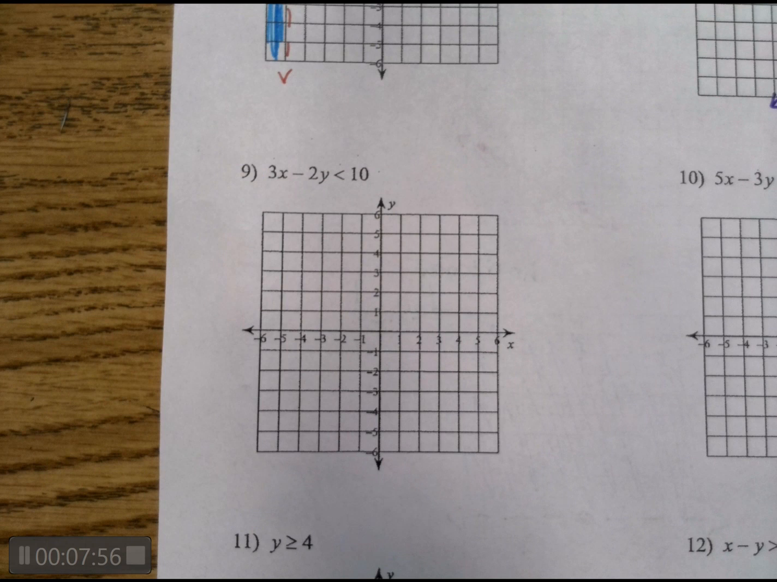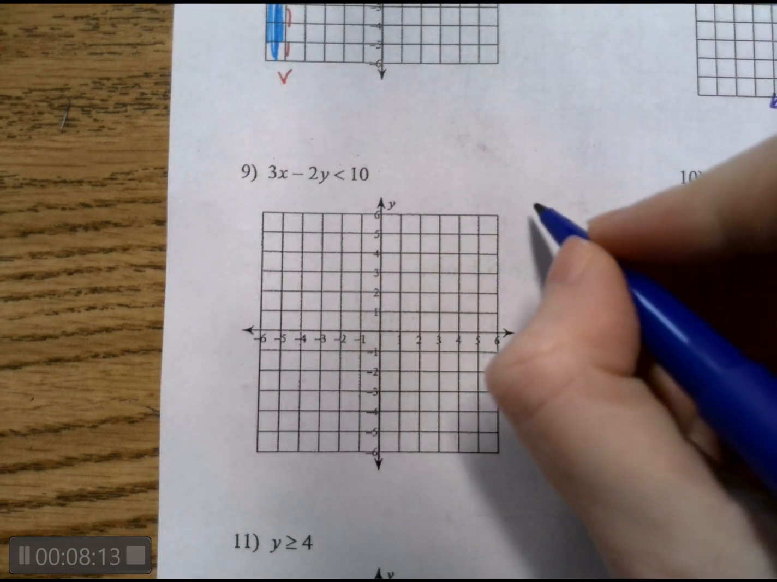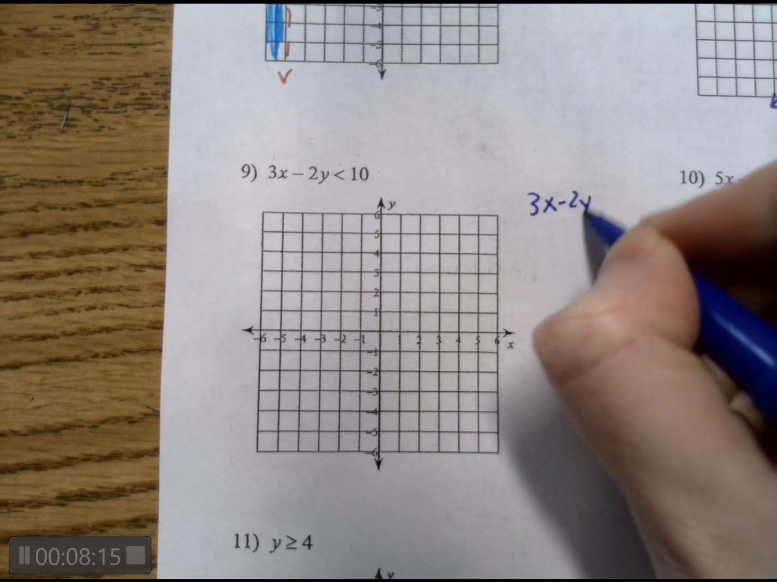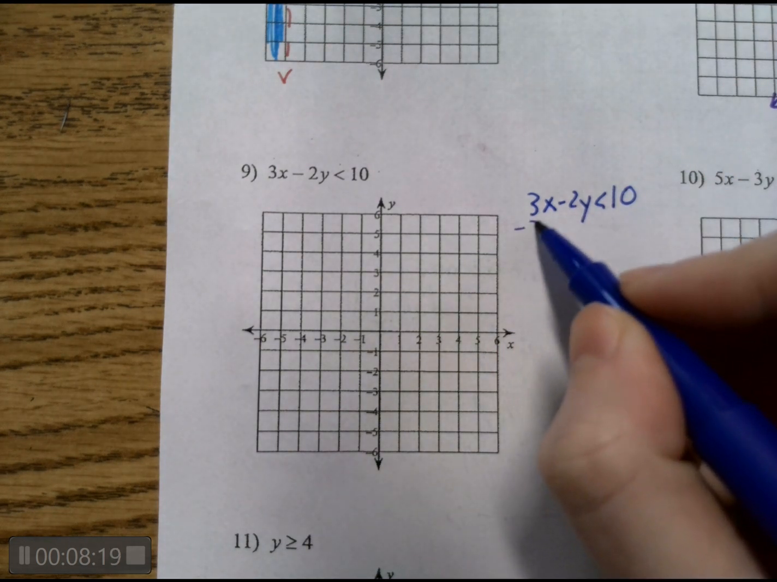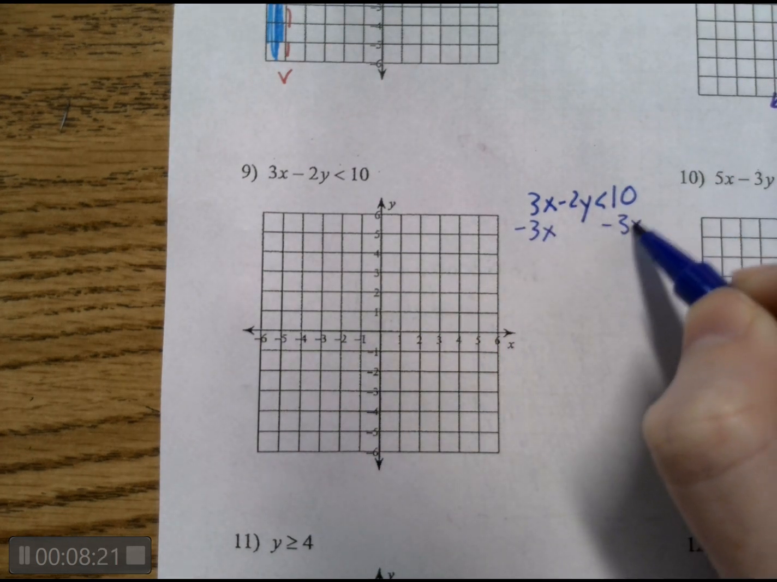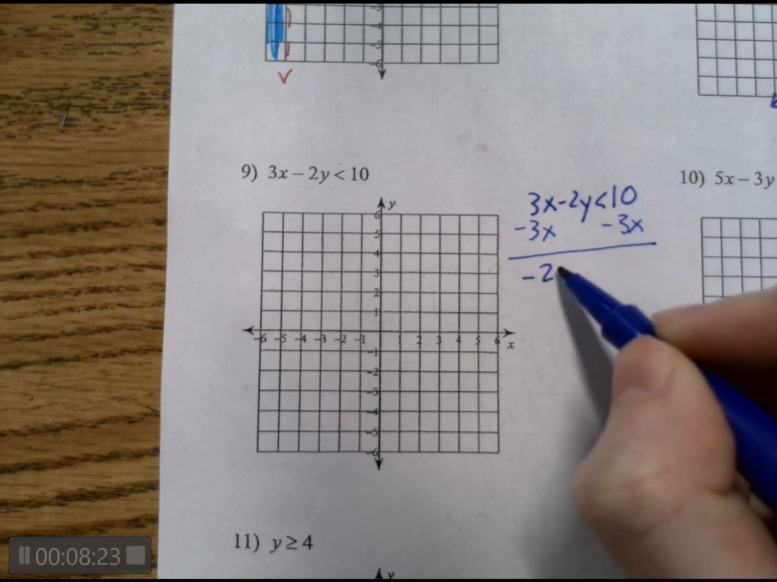Alright, number 9. What's different about number 9? It's not in y-intercept form. So guess what we're going to have to do? We're going to have to put it in y-intercept form. So I'm going to write it over here. 3x minus 2y is less than 10. So I'm going to subtract 3x from both sides to get -2y.